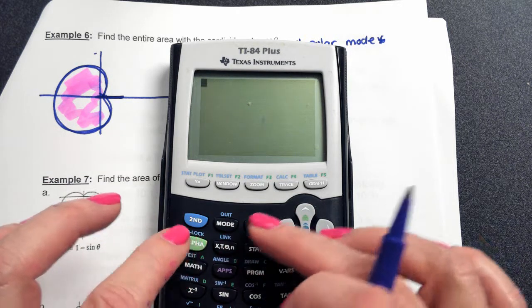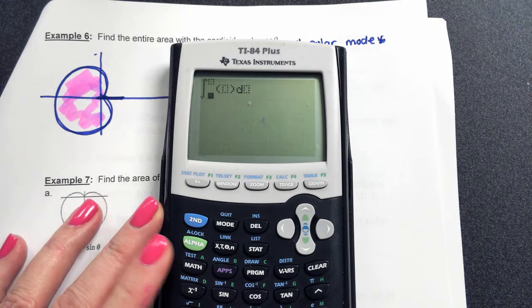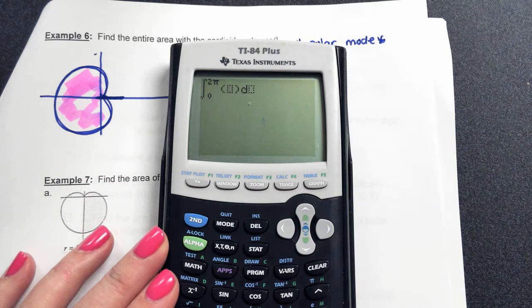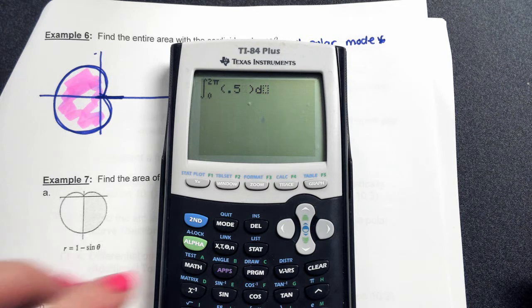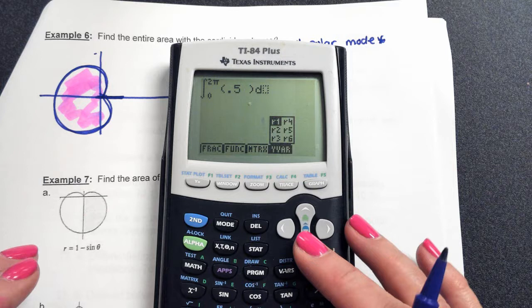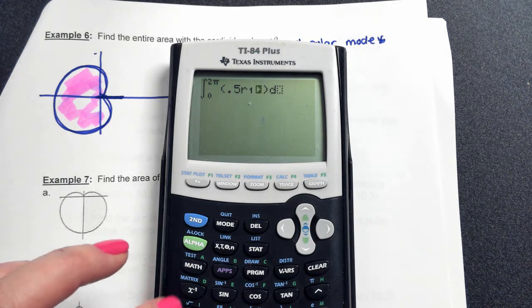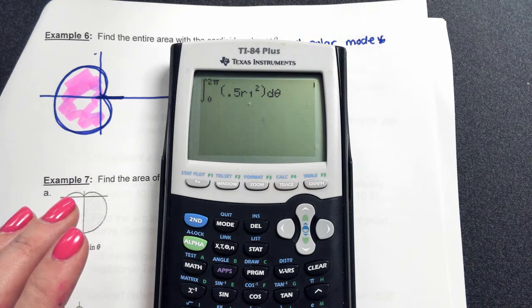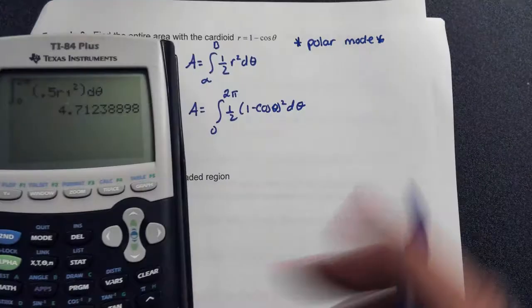So, again, now I can integrate. So alpha window, integrate. I can go from 0 to 2 pi. I can do 0.5, or I could have put the 1/2 on the outside of your interval. And again, now I can go to my alpha trace, and now instead of my y sub 1, it's in terms of r. So I end up with 4.712.